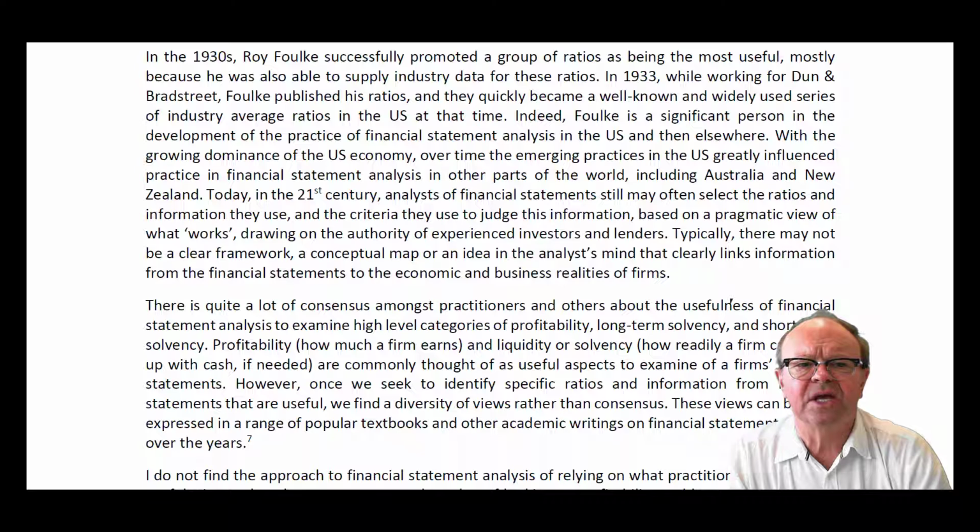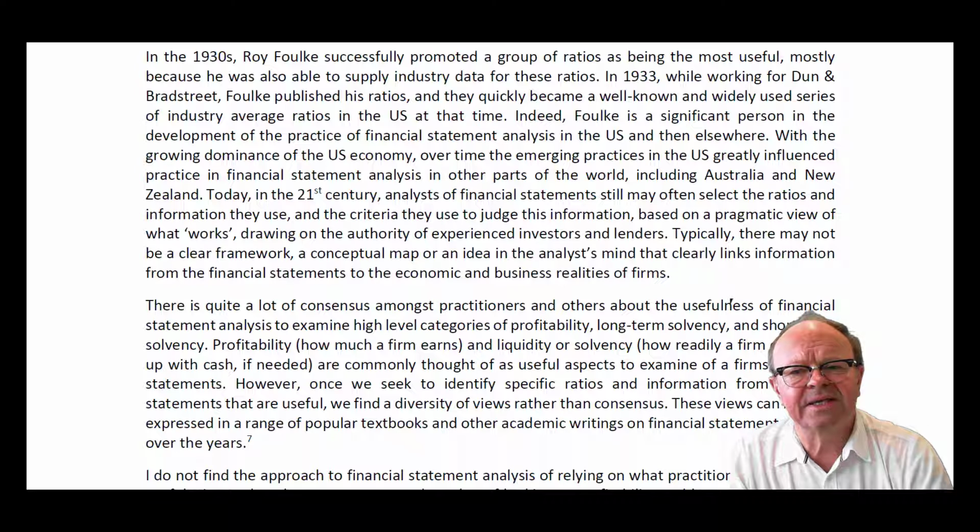In the 1930s, Roy Fulk successfully promoted a group of ratios as being the most useful, mostly because he was also able to supply industry data for these ratios. In 1933, while working for Dun & Bradstreet, Fulk published his ratios, and they quickly became a well-known and widely used series of industry average ratios in the US at that time.